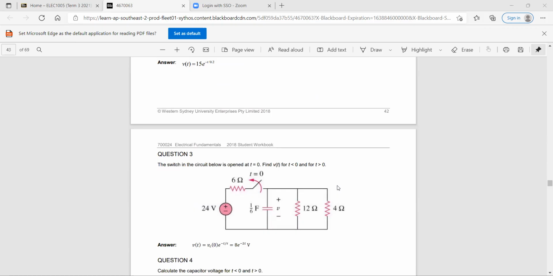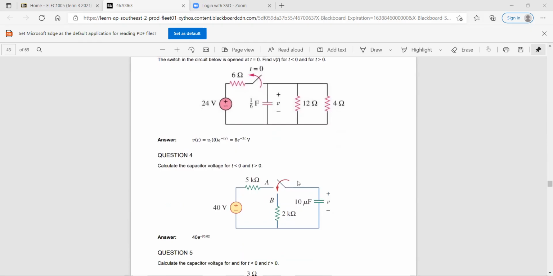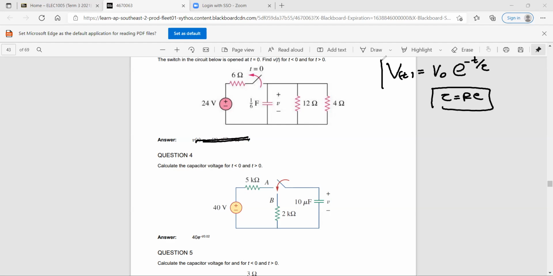So can I give you a few minutes for you to think and do this one? So don't look at the answer. And this is the equation. Vt is equals to V naught e to the power minus t over tau. Tau is the RC. So use these two equations. And what you need to do is you need to find this one and this one. That's all you need to find.